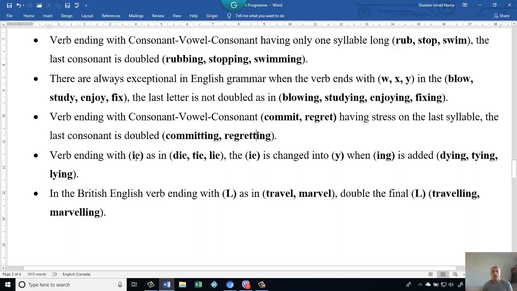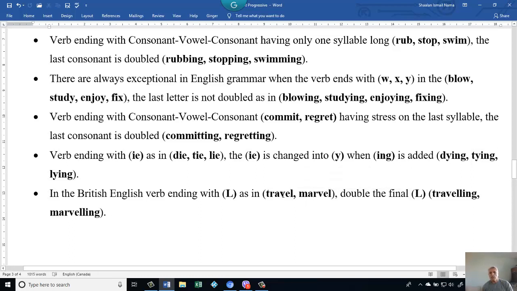Verb ending with IE, as in die, tie, lie. The IE is changed into Y. Then this IE, we're gonna change it to Y. Same thing here, tie, change it to Y. Lie, also change it to Y. When ing is added, for example here, die will change to be dying. Same thing here, tie will be tying. Lie will be lying.